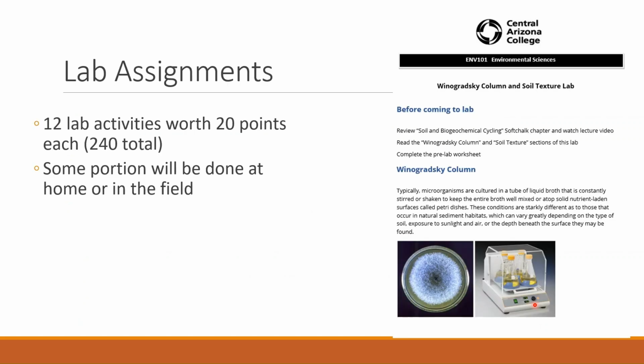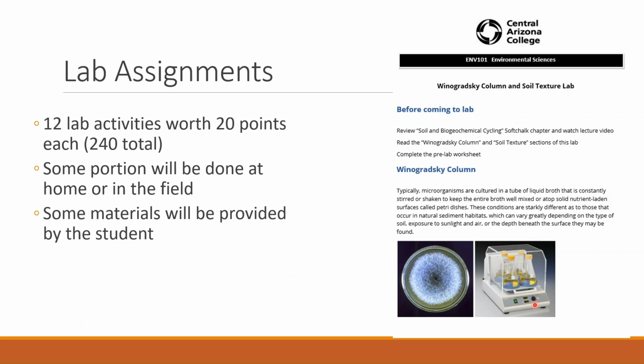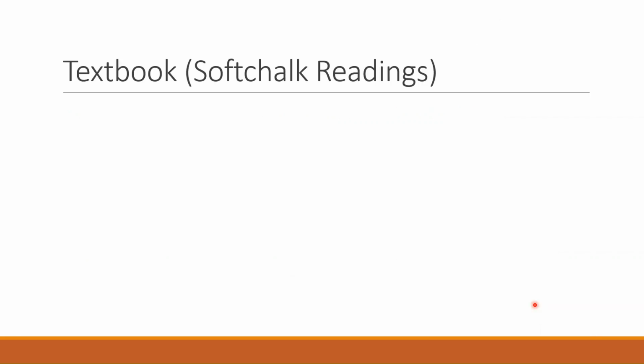All right, for the lab assignments, there are 12 of them. They're worth 20 points each. As discussed, some portion will be done at home or in the field. Here's the Winogradsky column lab, which is your first of the semester. Some materials are going to be required to be provided by you, the student. So if that's something you're not comfortable with, that's fine. Maybe this class doesn't suit your specific needs as a student.